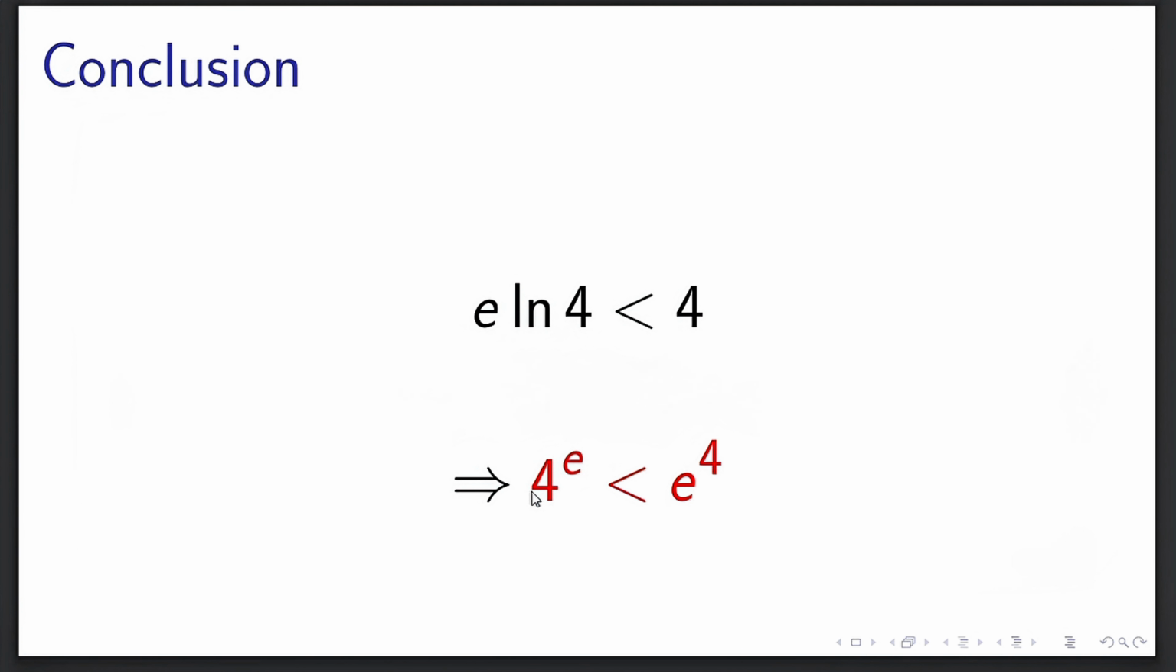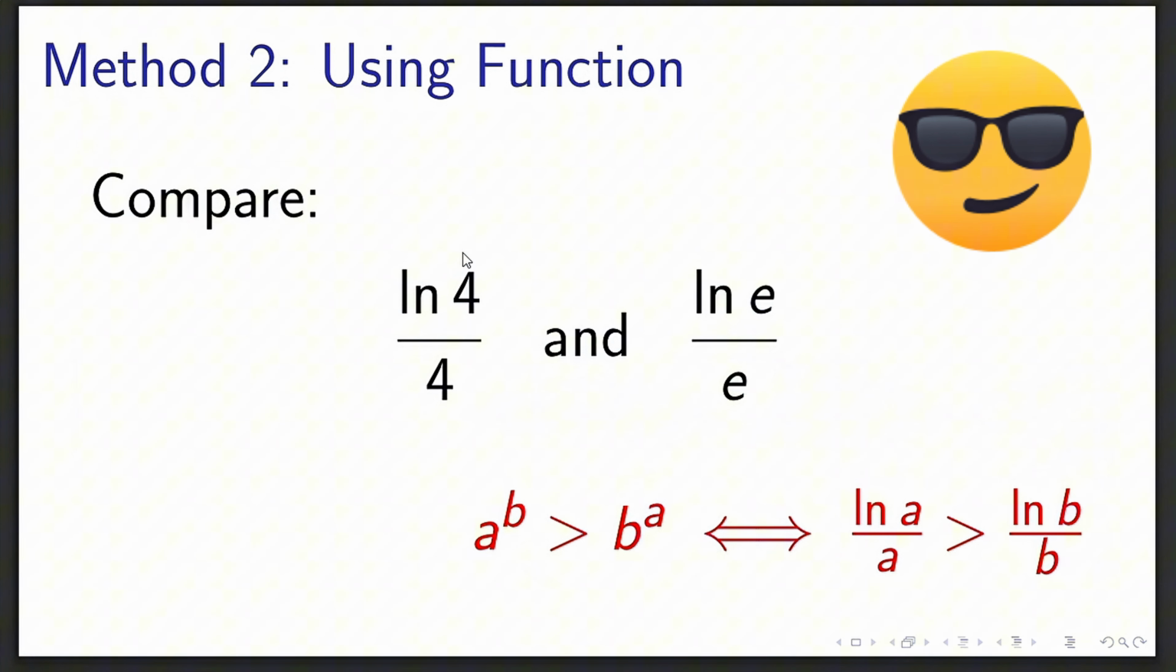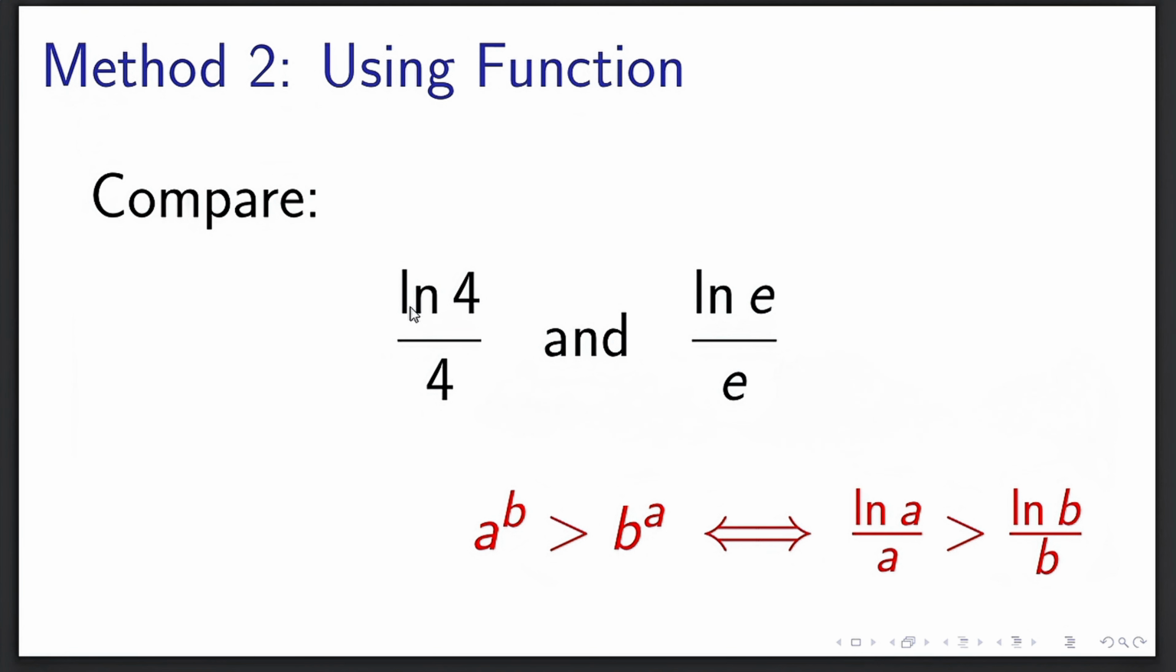Now we are going to see the next method, in which I'm going to use the function ln of 4 over 4, and the other one is ln of e over e. I'm going to use this law which says a power b is greater than b power a if and only if ln of a over a is greater than ln of b over b. So I'm going to use this.